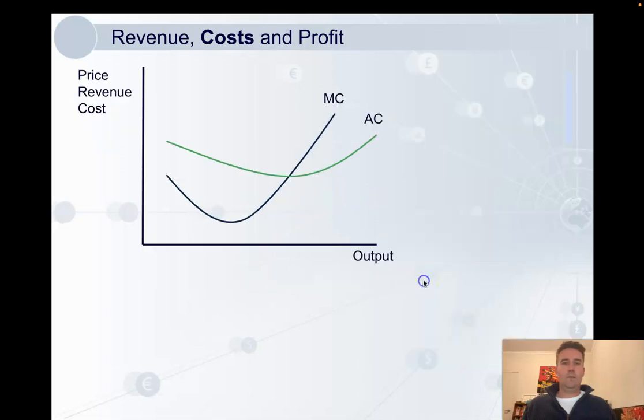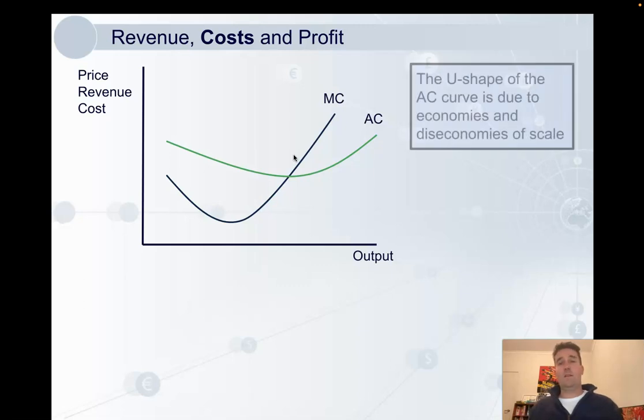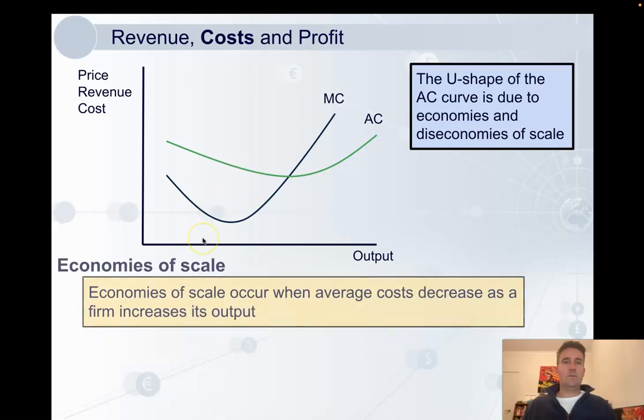Now, if we continue to look closely at these curves, here we've got the average cost curve. We see that it's a U shape, sort of. The U shape in the long run is due to economies of scale and diseconomies of scale. We've talked about this a little bit throughout the course, mainly economies of scale. How does that work? Economies of scale occur when average costs decrease as a firm increases its output. So here, output's increasing, average cost is decreasing, right?